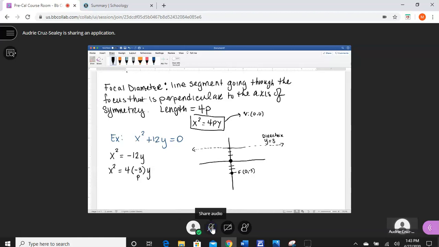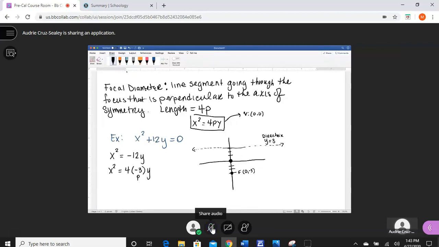Yes, you're putting the actual point. I didn't do your homework, but I would think so. If it's asking you where your focus is, it's asking where it is on the graph. If it asks for p, then you would put negative 3 in. Just negative 3, because that's p.